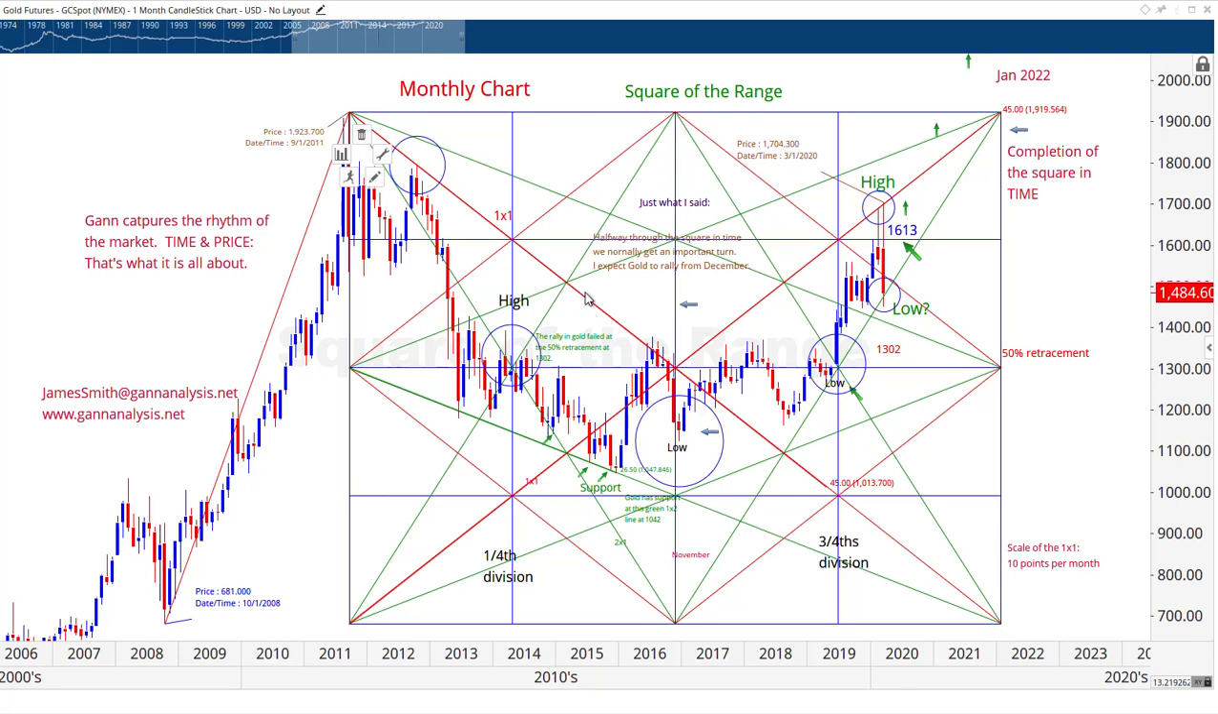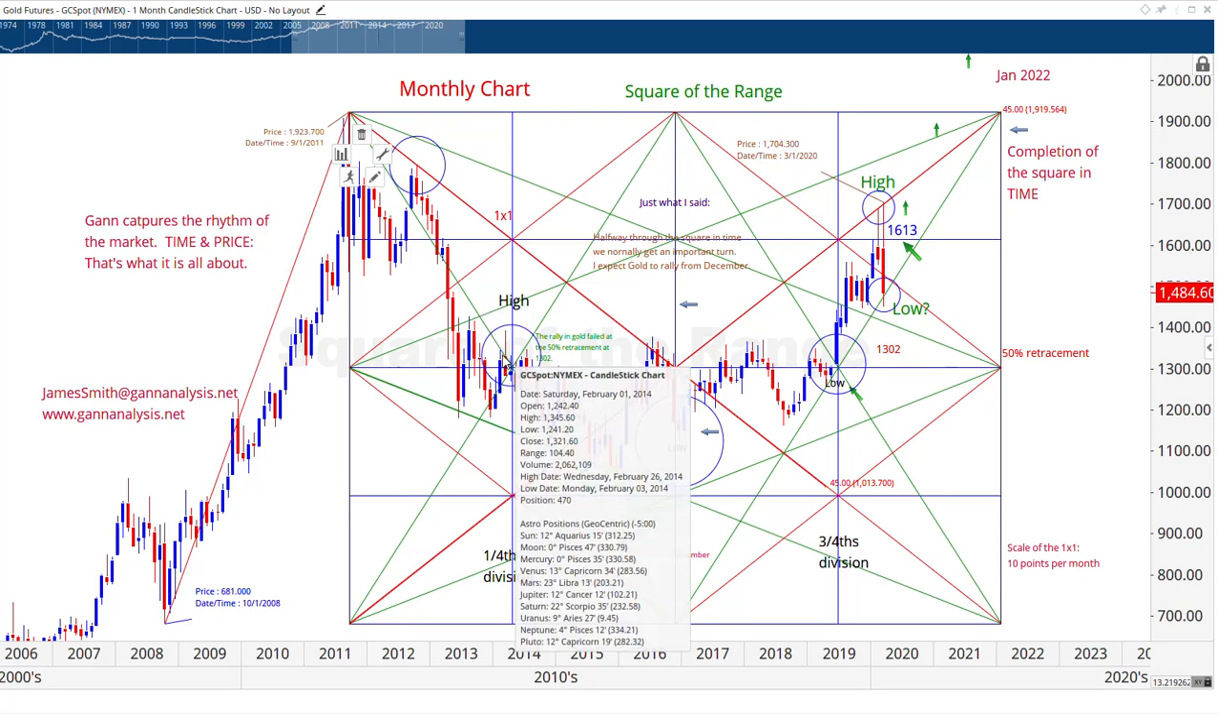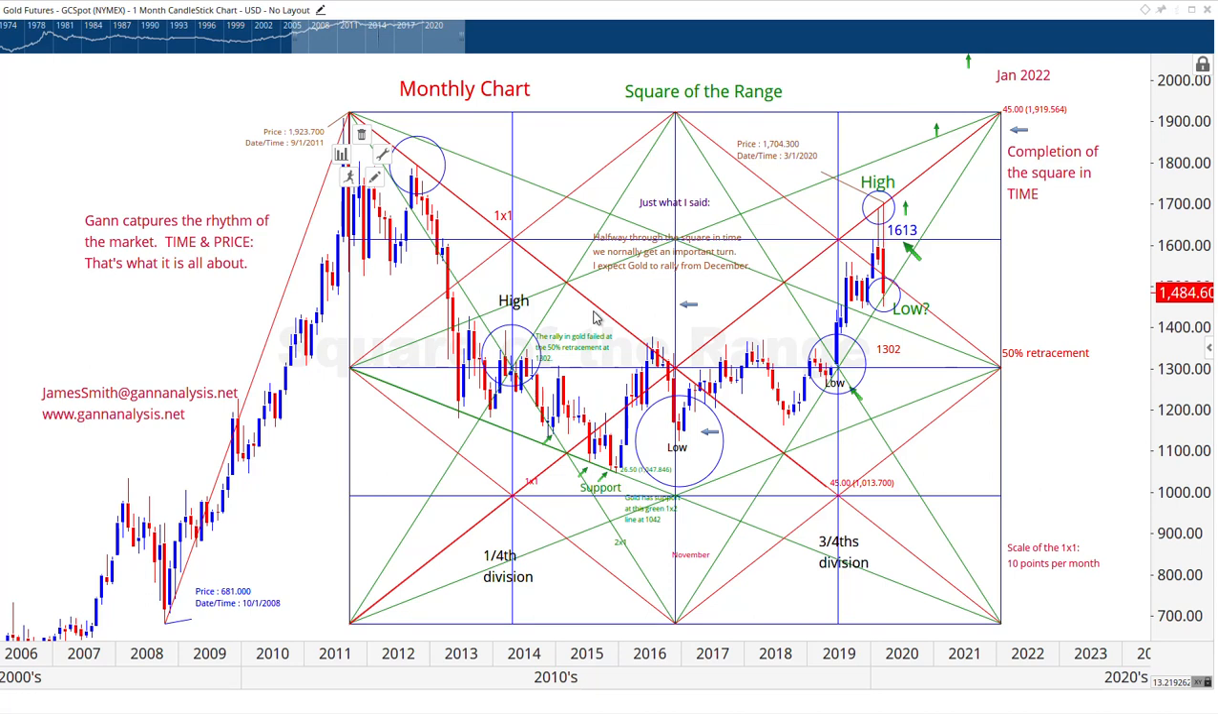So you can see that the 1 by 2, this green line, is half the slope of the 1 by 1. The 2 by 1 line is twice the slope. That's how you create the square. All of these lines are related back to the 1 by 1, whatever scale you decide to use.